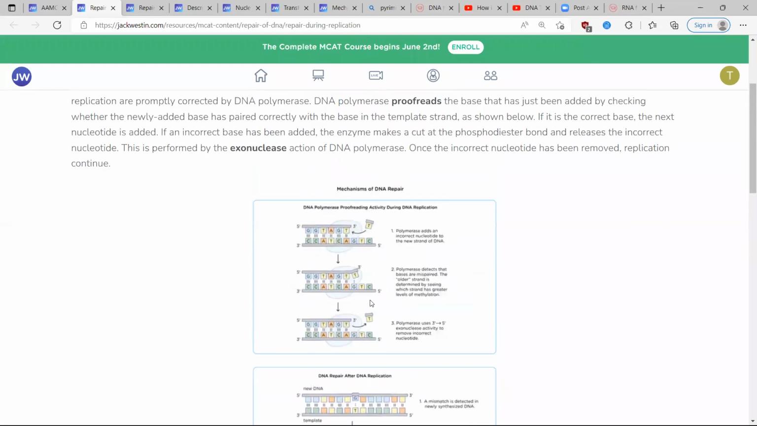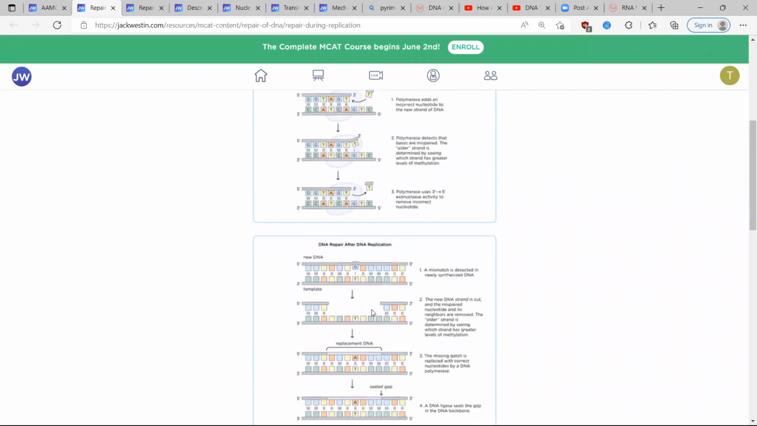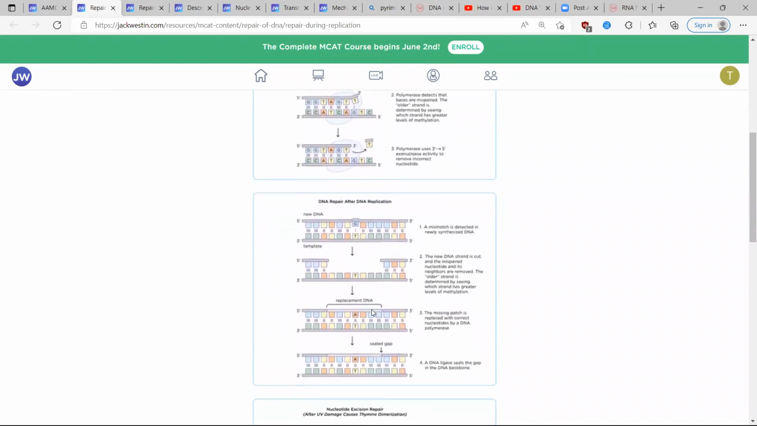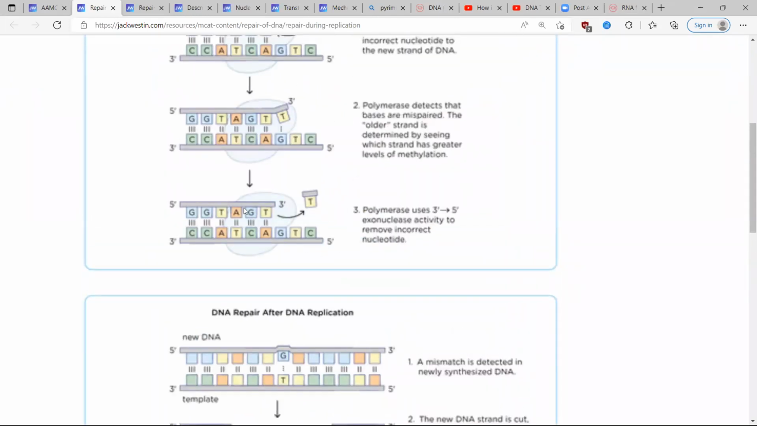So while we're replicating, we can do this proofreading activity from the DNA polymerase, and it can just fix things while it's going, because it recognizes the mistake. Also, very interestingly, normally the polymerase is reading 3 to 5 and building 5 to 3. But in proofreading, it can reverse. It can back up, like a truck backing up, and cut it off. So it was normally building 5 to 3, but it can cut 3 to 5. Does that make sense? It's literally just backing up one.